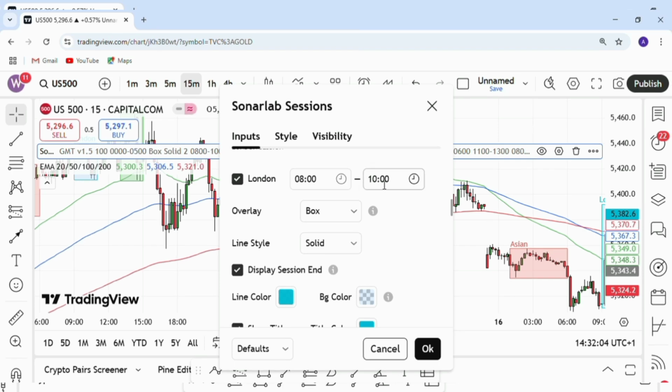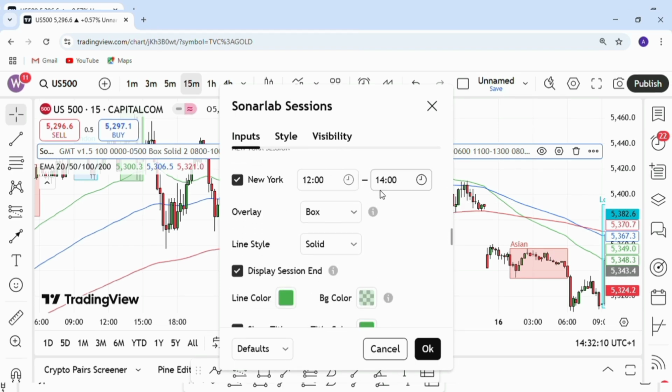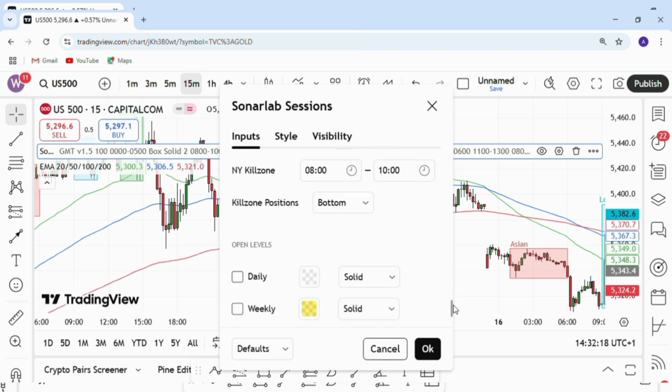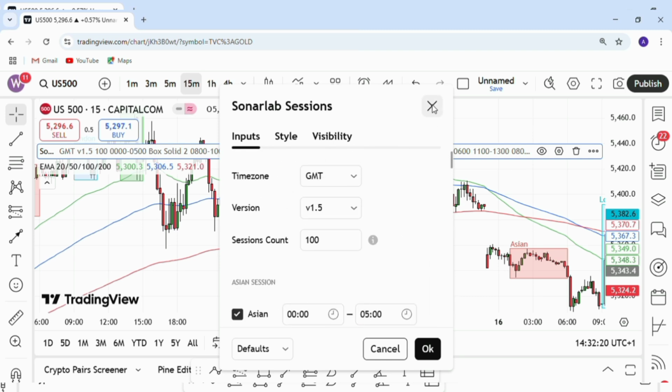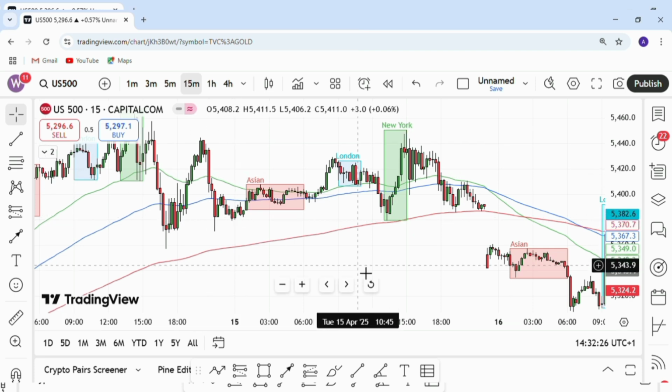to 10 o'clock a.m. in the morning. Then the New York session starts from 12 o'clock to 2 o'clock p.m. in the afternoon. So this is how it is. You can implement it. You can uncheck these ones, as you can see, or uncheck them if you want. You can leave it on the chart, but these are the most important ones. The ones added, this is how it looks like in your charts.